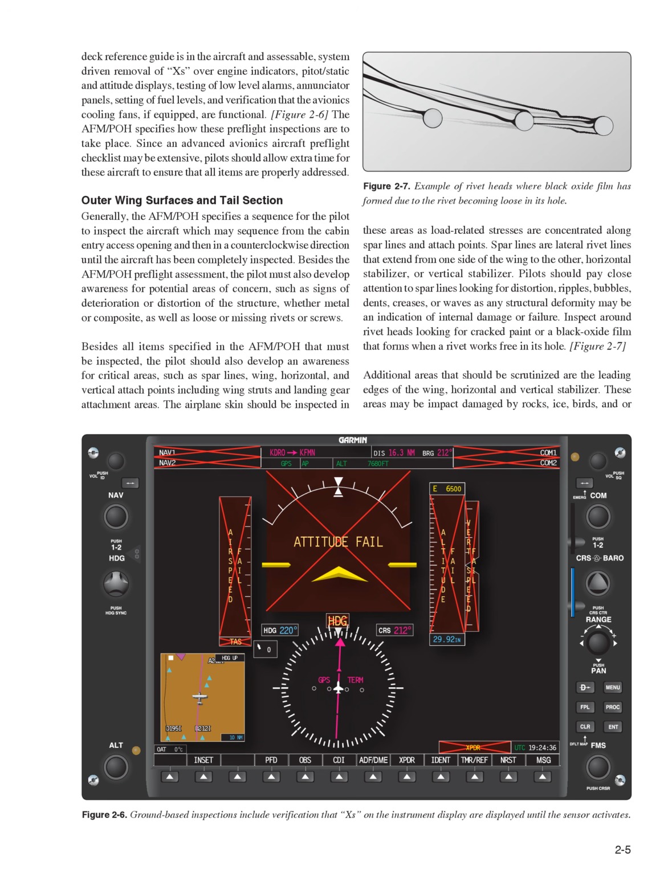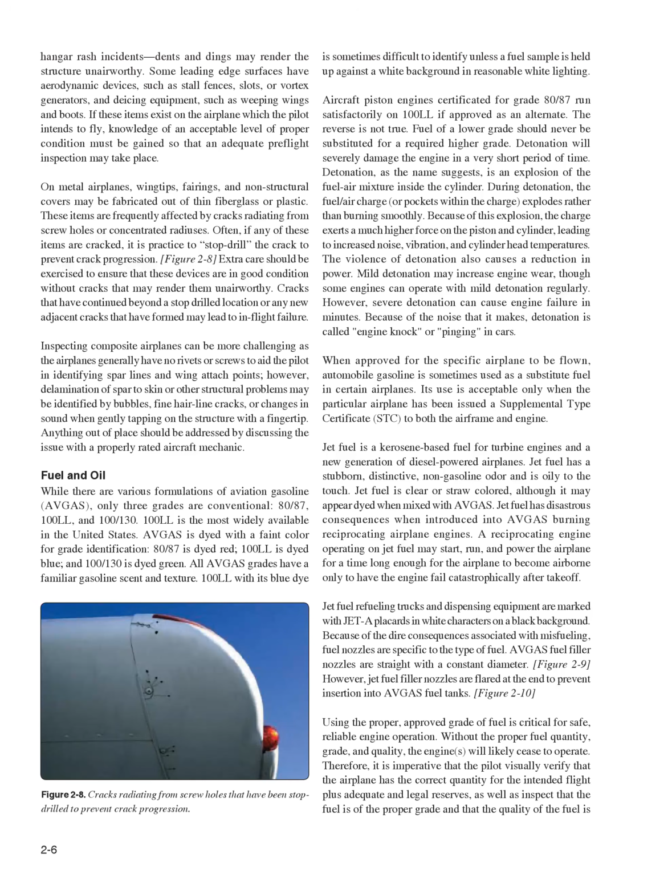Additional areas that should be scrutinized are the leading edges of the wing, horizontal and vertical stabilizer. These areas may be impact damaged by rocks, ice, birds, and/or hangar rash incidents. Dents and dings may render the structure unairworthy. Some leading edge surfaces have aerodynamic devices, such as stall fences, slots, or vortex generators, and deicing equipment, such as weeping wings and boots. If these items exist on the airplane which the pilot intends to fly, knowledge of an acceptable level of proper condition must be gained so that an adequate preflight inspection may take place.